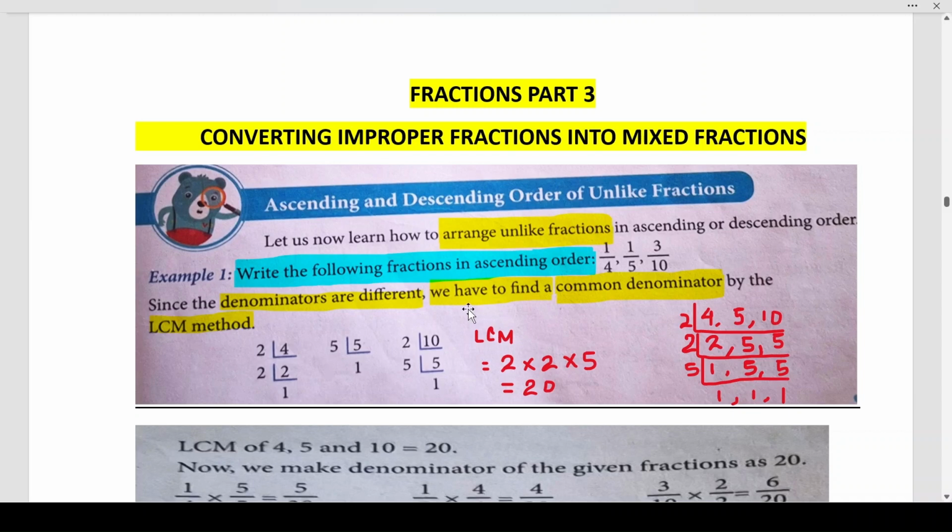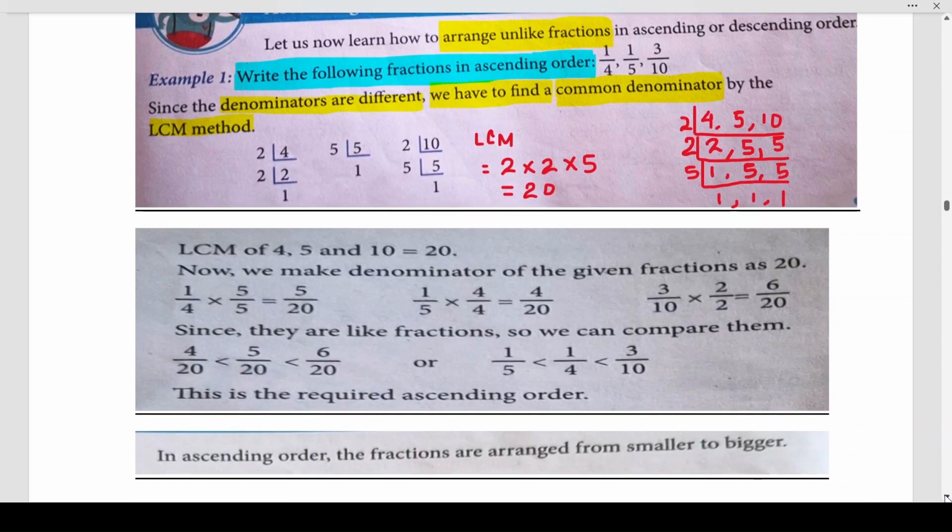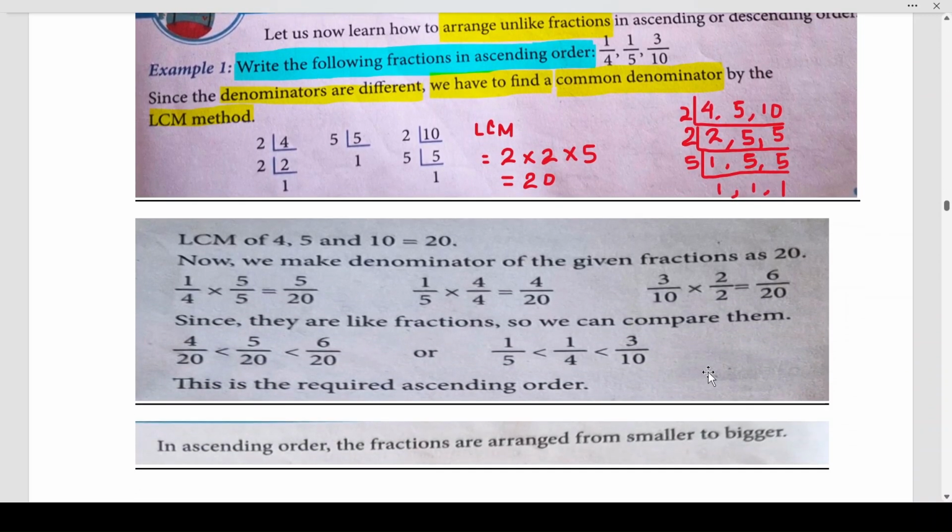Now, of the denominators 4, 5 and 10, when we take out the LCM, we get the answer as 20. LCM of 4, 5 and 10 being 20, what do we have to do? We have to first convert these unlike fractions into like fractions. So we have to make all the denominators the same. That is the LCM found for 4, 5 and 10, which is 20. So all these three denominators have to be made 20.